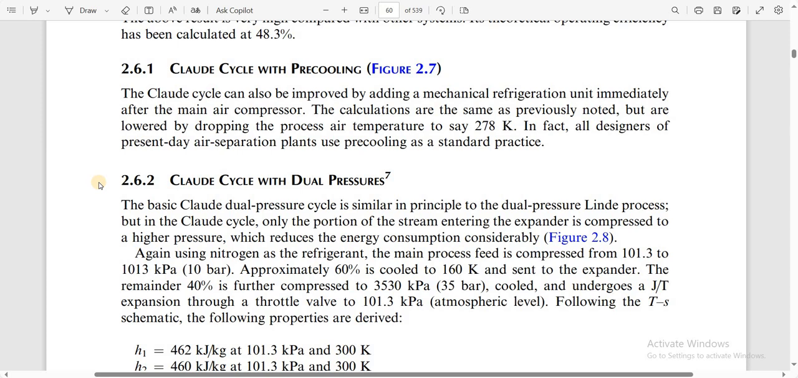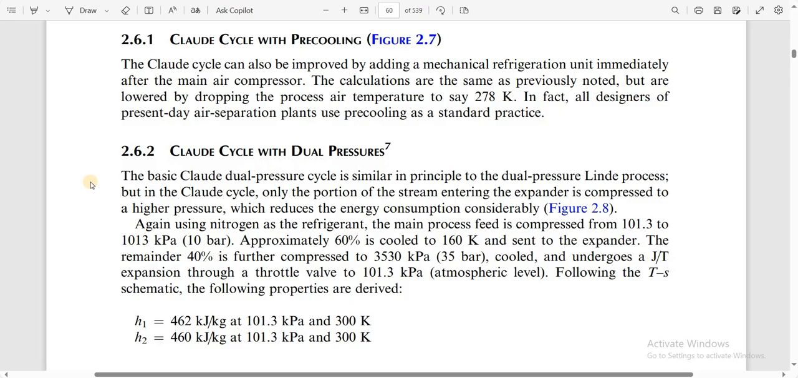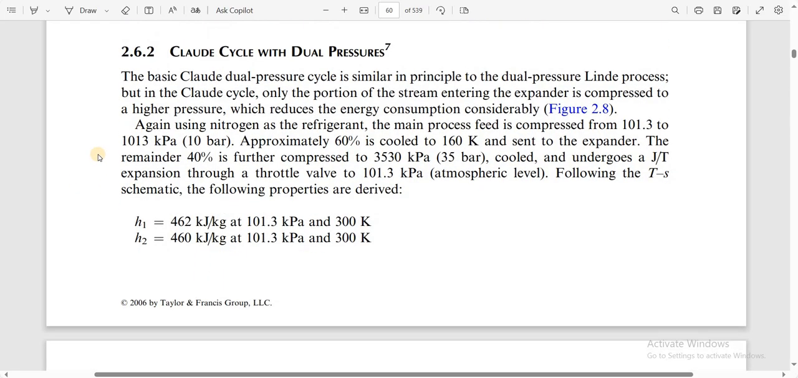Claude cycle with pre-cooling. The Claude cycle can also be improved by adding a mechanical refrigeration unit immediately after the main air is compressed. The calculations are the same as previously noted but are lowered by dropping the process air temperature to, say, 278 Kelvin. In fact, all designers of present day air separation plants use pre-cooling as a standard practice. So pre-cooling is like, if it can be done, it should be done, because from the price point of view, I think it makes more sense.